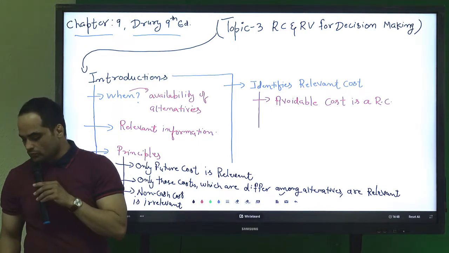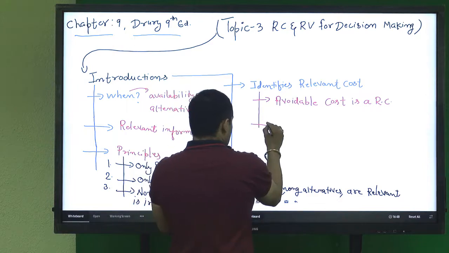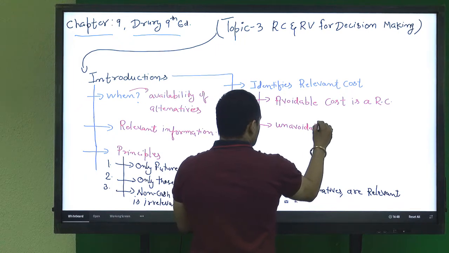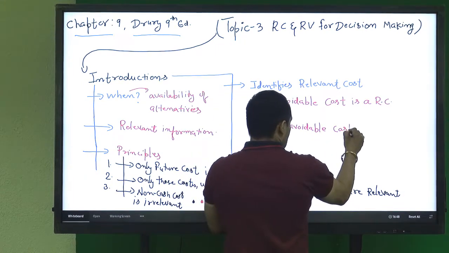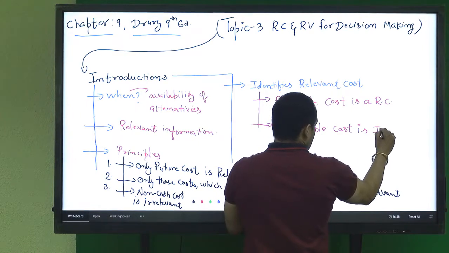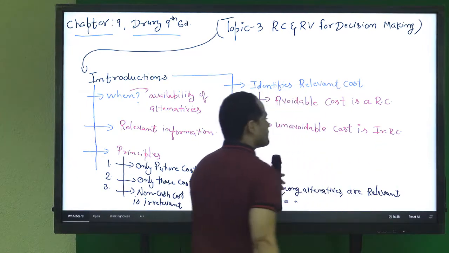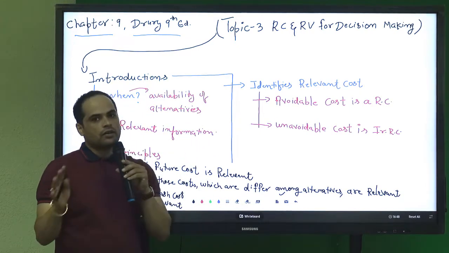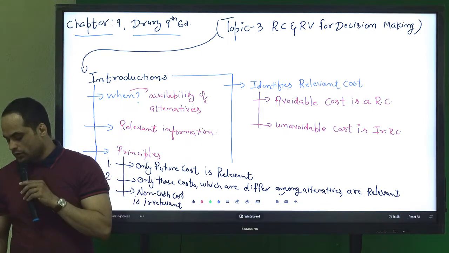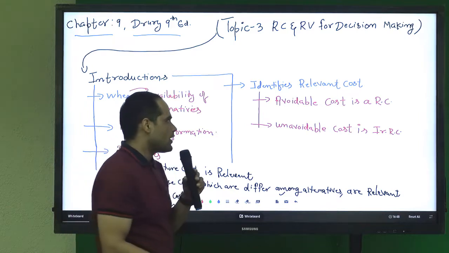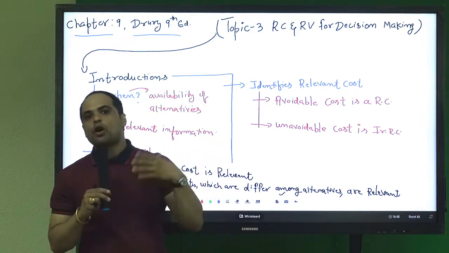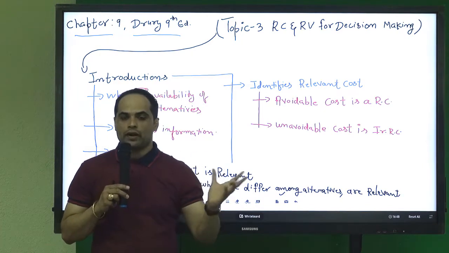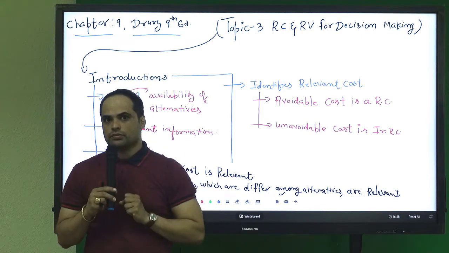And the second one is unavoidable cost is an irrelevant cost. Right? Avoidable cost is a relevant cost, and unavoidable cost is the irrelevant cost. Right? So now, what are the examples of avoidable cost? Now, the meaning of avoidable is any kind of cost that we can change, we can avoid, we can reduce, we can control.